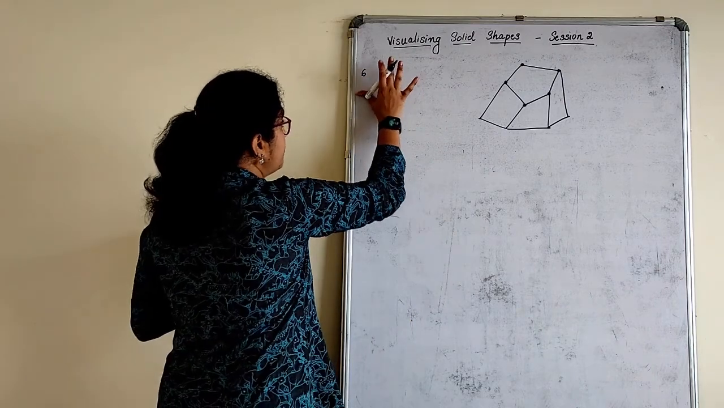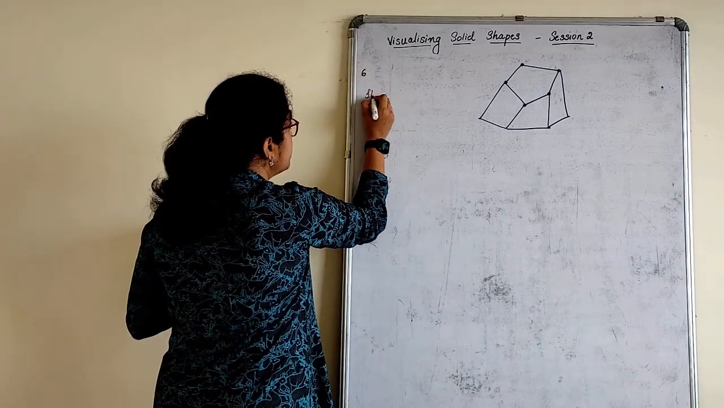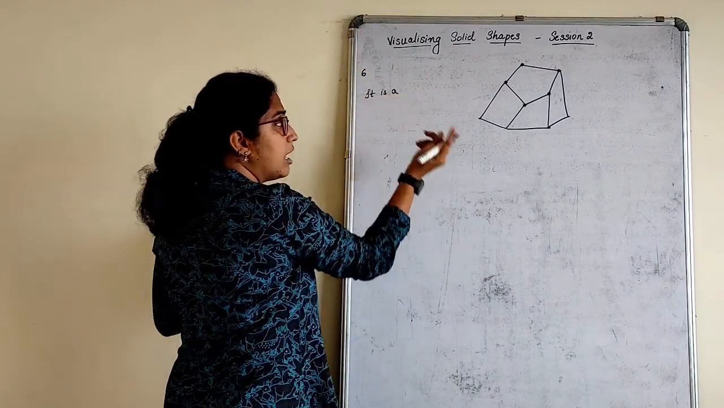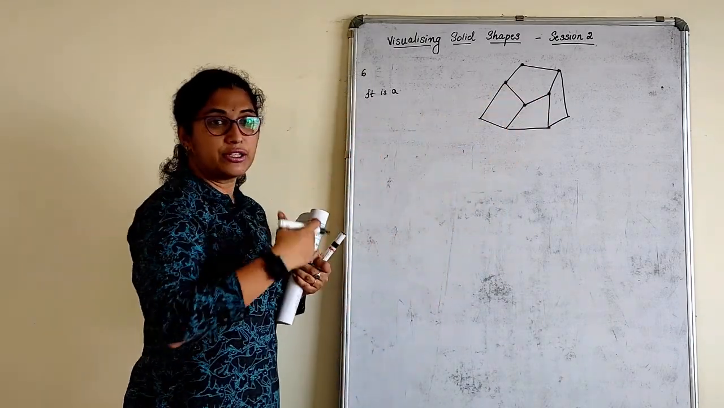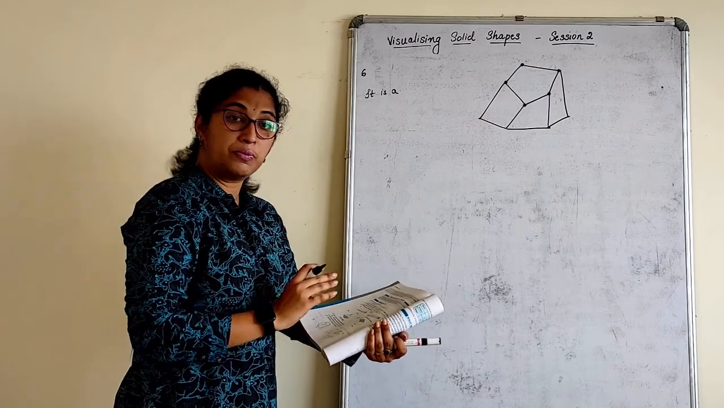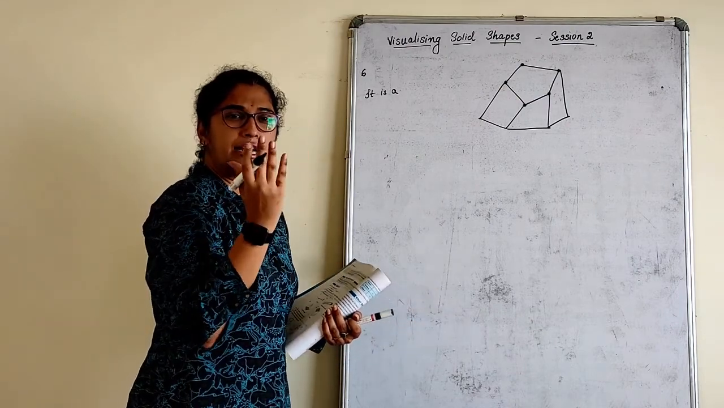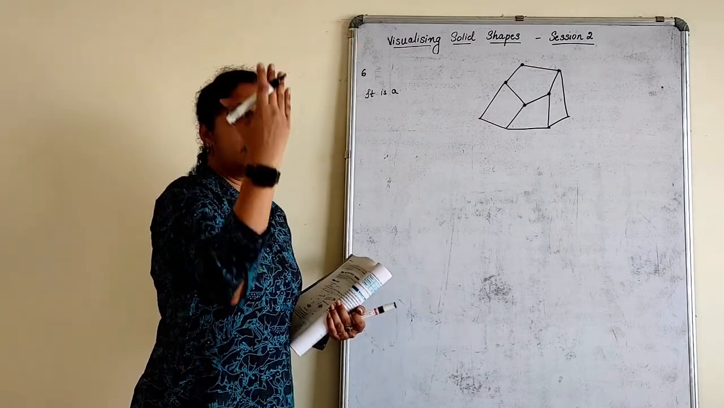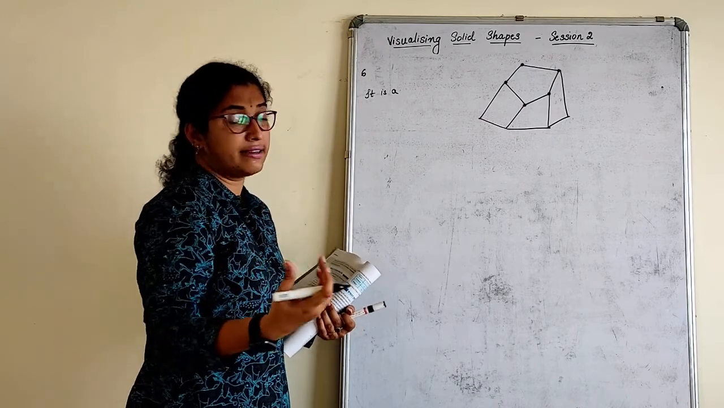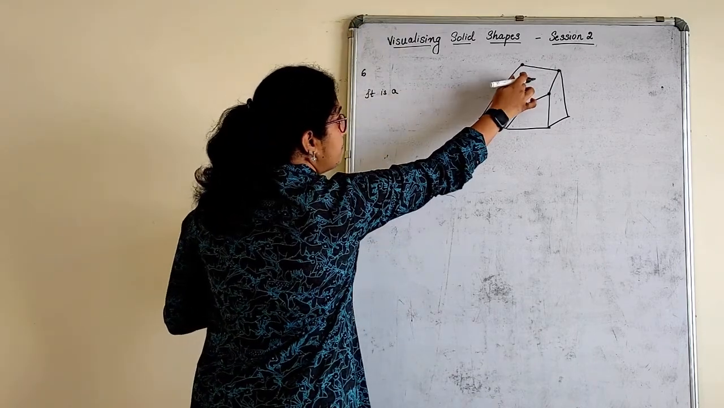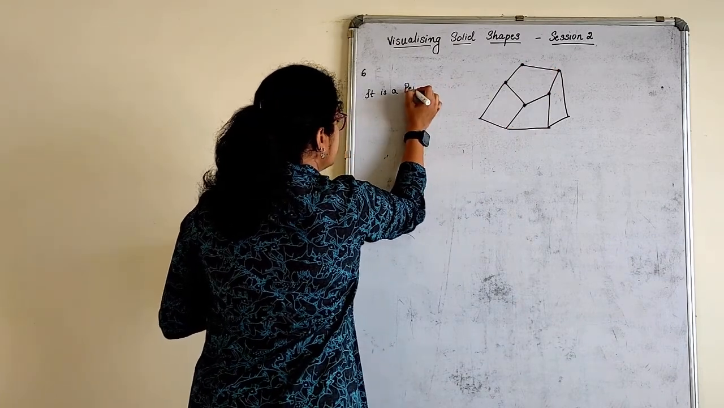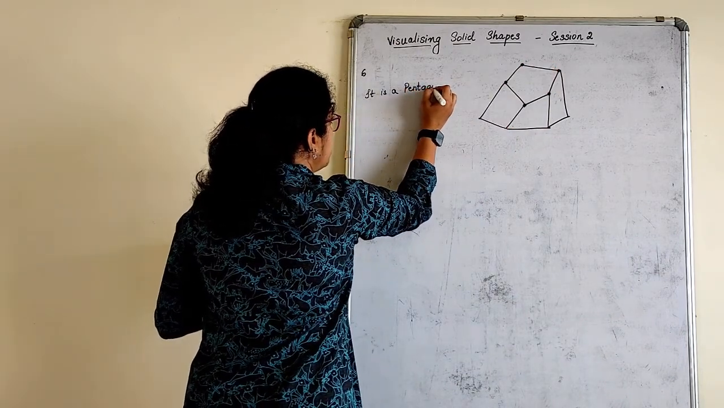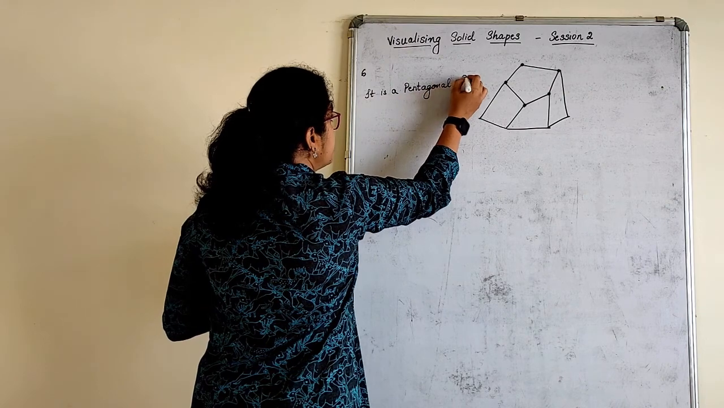Can we write it here first of all? It is a, how to know? See, of course it is not looking like a rectangle because I have drawn it in adjustment, even in your book. But actually when you see a pentagonal prism, it's a pentagon and the faces are rectangles. So it is a pentagon. 1, 2, 3, 4, 5. It is a pentagonal prism.